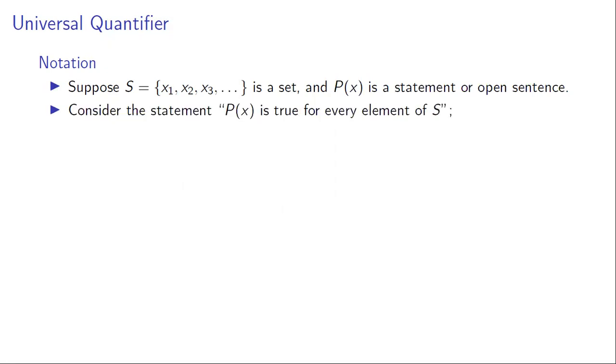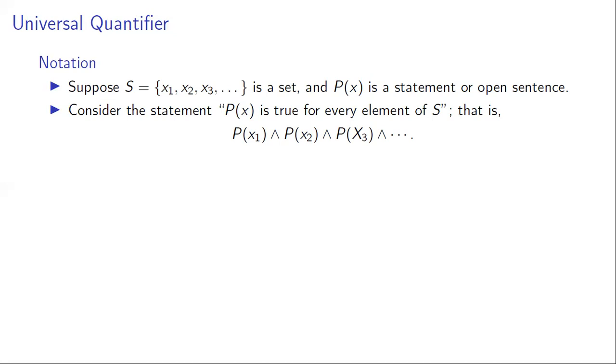Now consider the statement, P of X is true for every element of S. That's a statement. It's claiming that this thing, P of X, is true for every element of the set. In other words, what are we saying? We're saying P of x1, and P of x2, and P of x3, and dot, dot, dot, right? So in other words, we're saying P of X applies to every element of the set.